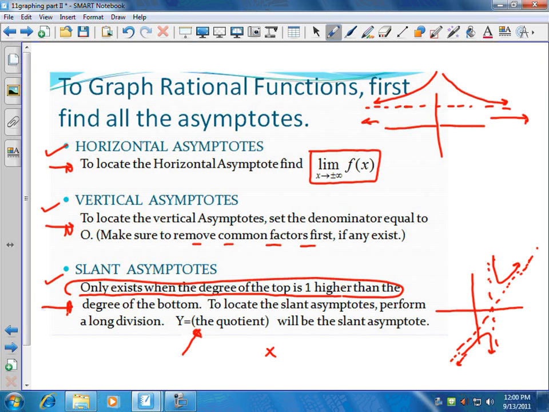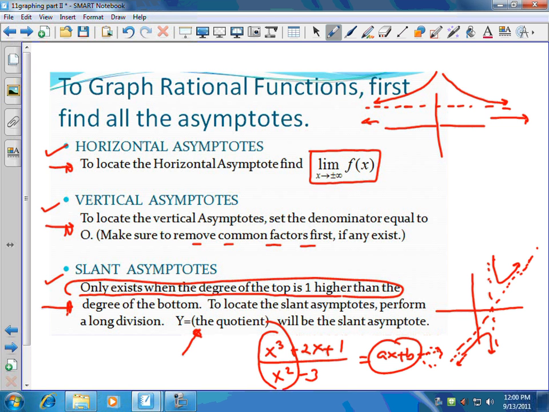Well, if the degree of the top is exactly 1 larger than the bottom, say you have something like this. If you divide a third degree with a second degree, you will end up with a first degree, right? So this will be a function of x, let's say something like ax plus b, and you could have some remainder terms, but that ax plus b is going to give you the slant asymptote. And the remainder terms basically end up going towards 0. That's why we don't consider them as we're finding our slant asymptotes.